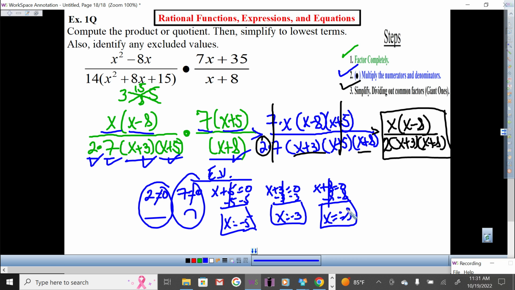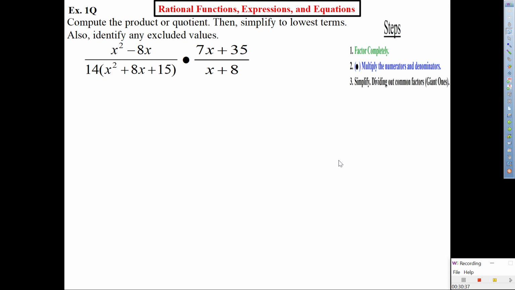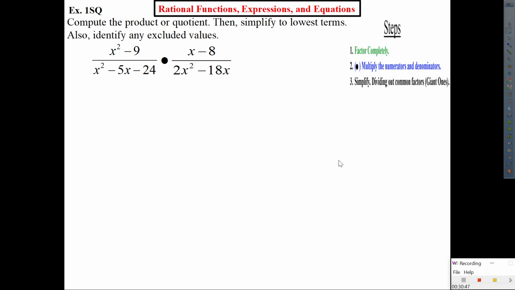You should be able to do this next one by yourself, complete. Here we go. Example 1, supercube. We got x squared minus 9 over x squared minus 5x minus 24 times x minus 8 over 2x squared minus 18x. All right, copy that and go. I'll give you some time.